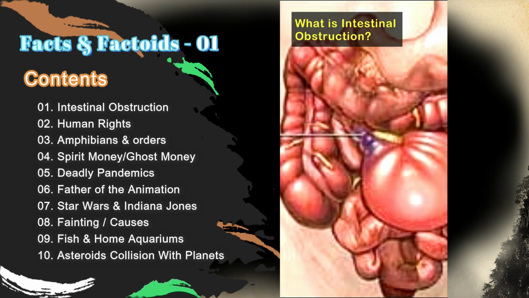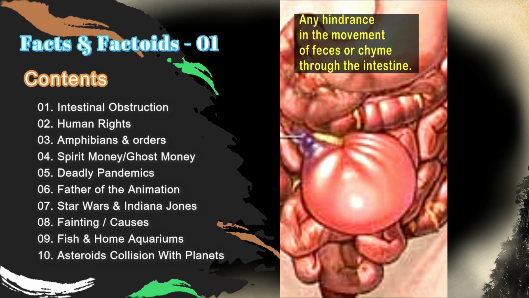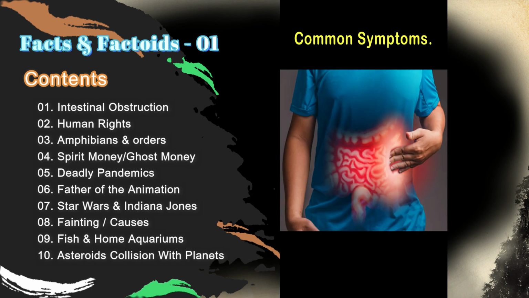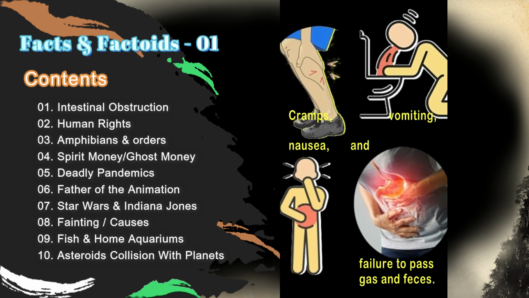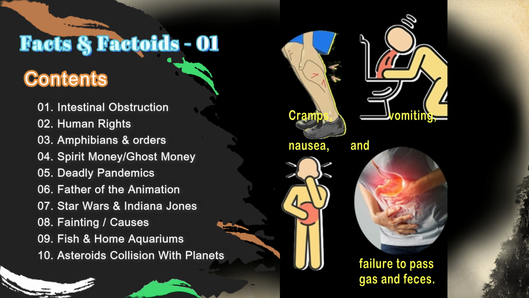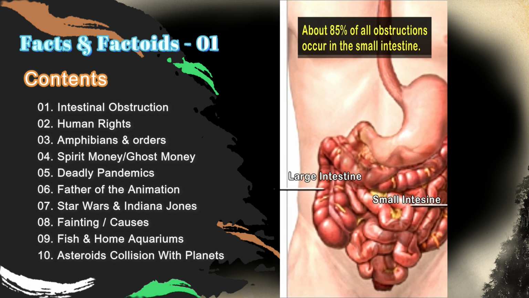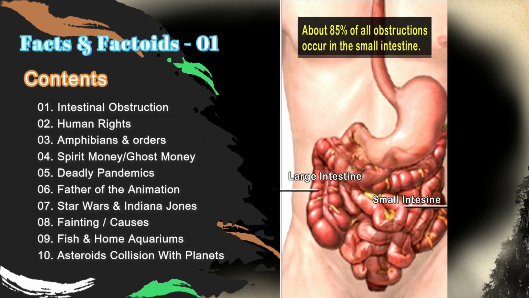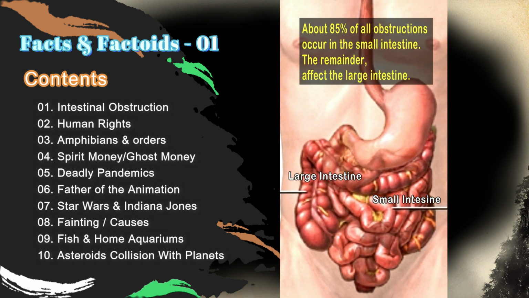What is intestinal obstruction? Any hindrance in the movement of feces or chyme through the intestine. Common symptoms: cramps, vomiting, nausea, and failure to pass gas and feces. About 85% of all obstructions occur in the small intestine. The remainder affect the large intestine.